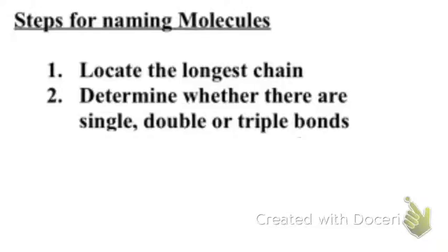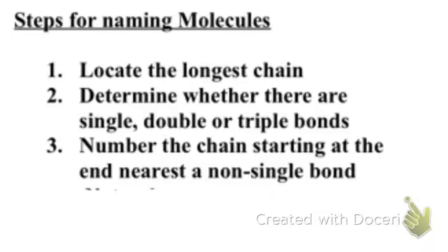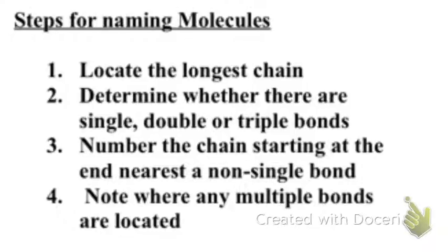For our intents and purposes today, there will only be single bonds, so we will be working only with molecules that end in "-ane", because single bonds always end in "-ane". To finish the notes, you'll have to number the chain starting at the end nearest a multiple bond, and you'll have to note where any multiple bonds are located or branched molecules. And so we're going to work 3 example problems right now. Remember, you can pause at any time.